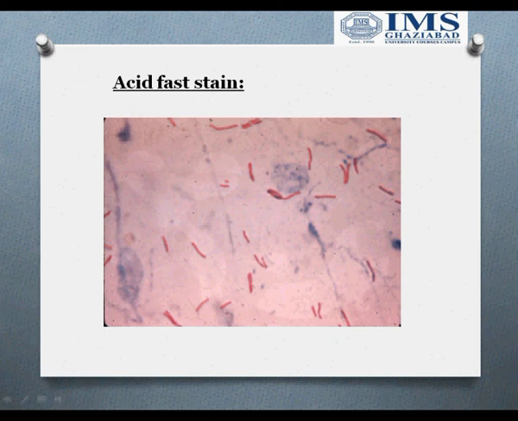These rod shaped bacteria, long slender thread like structures, are retaining the primary stain due to the presence of high lipid content in their cell wall, that is mycolic acid. Here is the final result. This is how Mycobacterium looks after the culture.